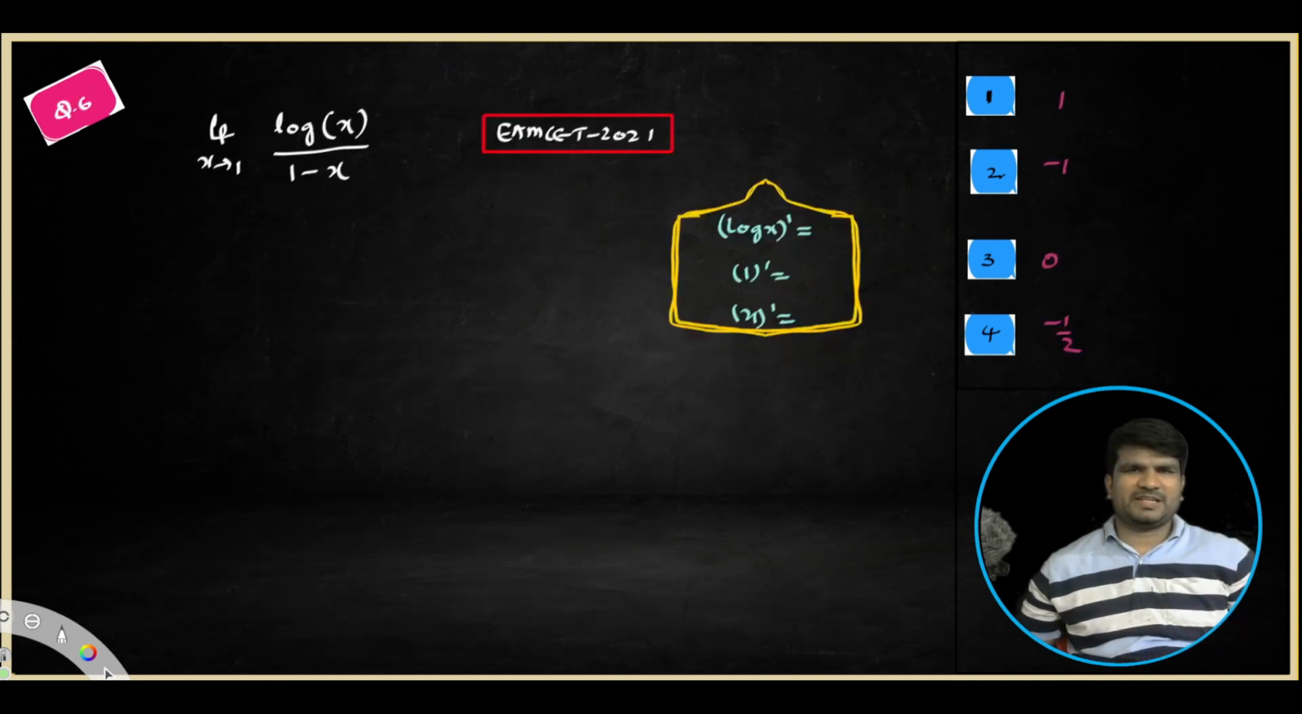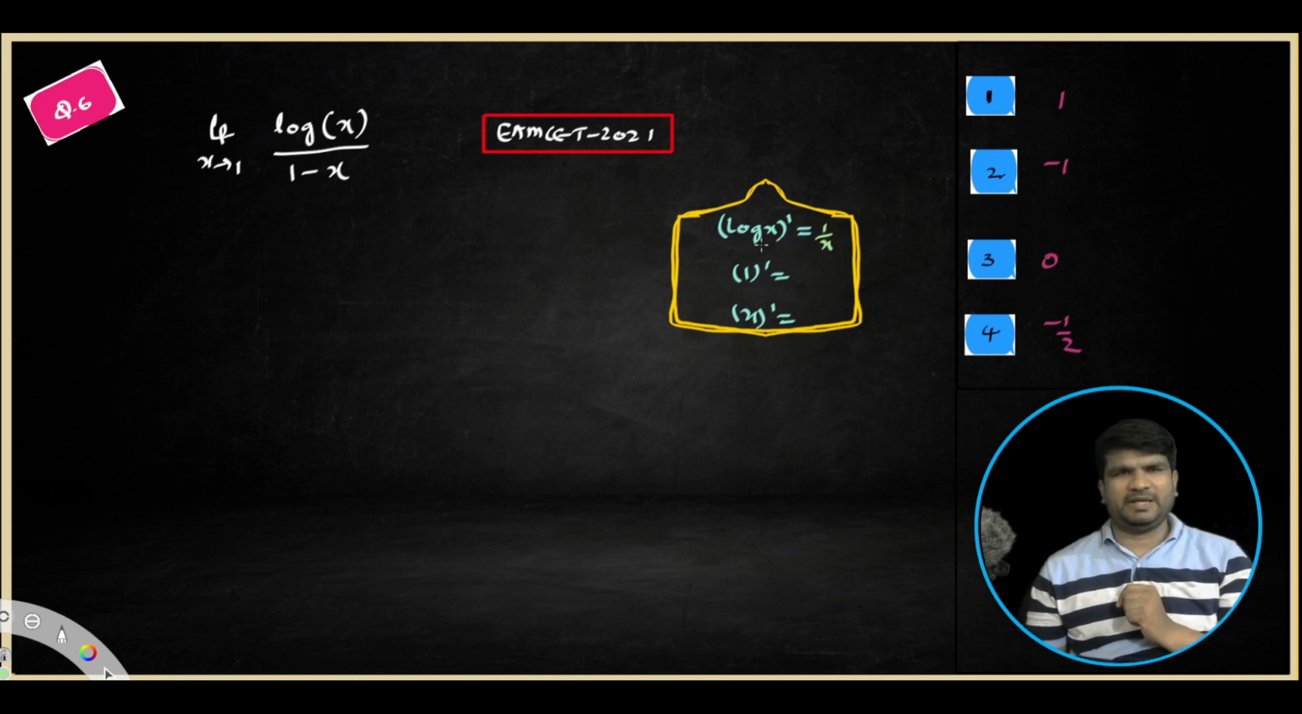So next question is EAMCET 2021. Limit x tends to 1, log x by 1 minus x. We can use the formula also, but instead of using the formula, we are just using L'Hospital rule. So here in the numerator log x is there. What about differentiation of log x? That is 1 by x. In the denominator, 1 is there, differentiation of 1 is 0 and differentiation of x is 1.